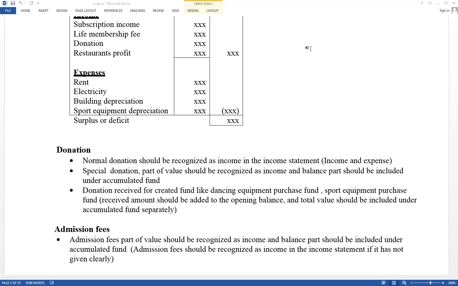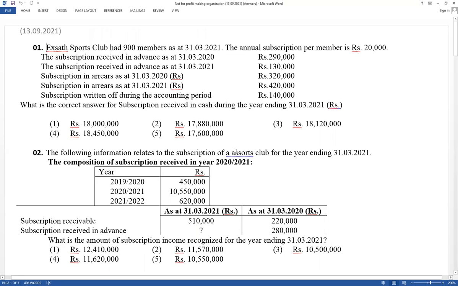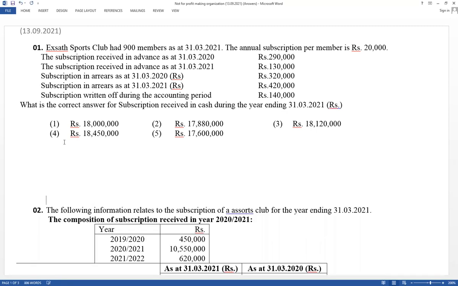Today I'm going to discuss some examples relevant for a not-for-profit organization. Think about question number 1. Subscription income and membership fee is the main income.